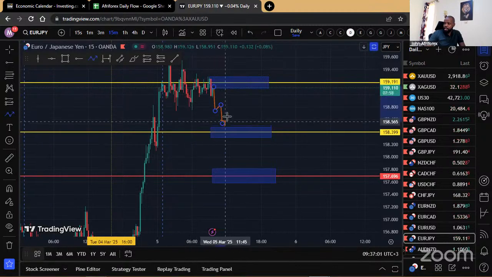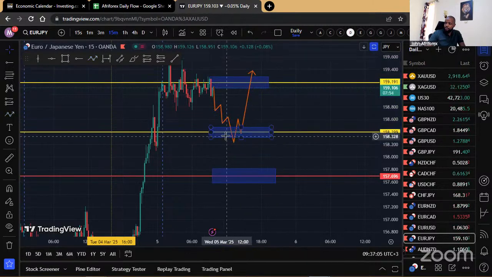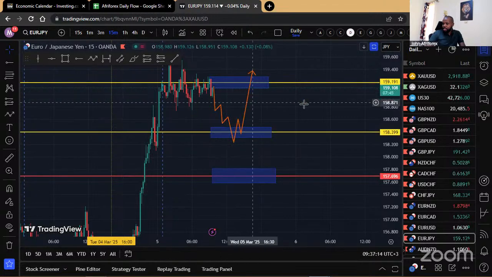If we can get at least a pullback, and at least back within this area here, I think we can potentially see whether we could get some buys, maybe use these buyers as some sort of leverage for us to push the market to the upside. So let's wait and see if we can get that.